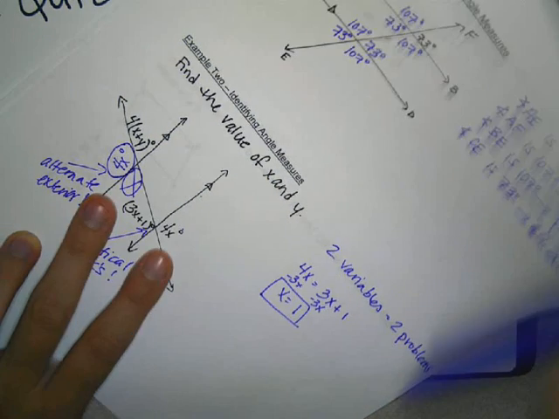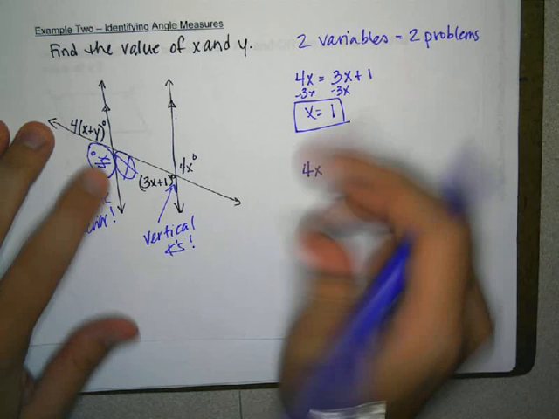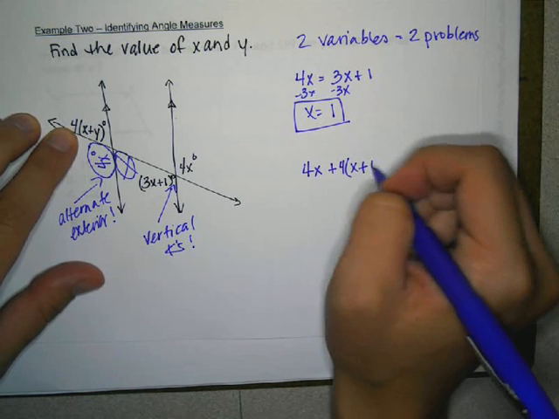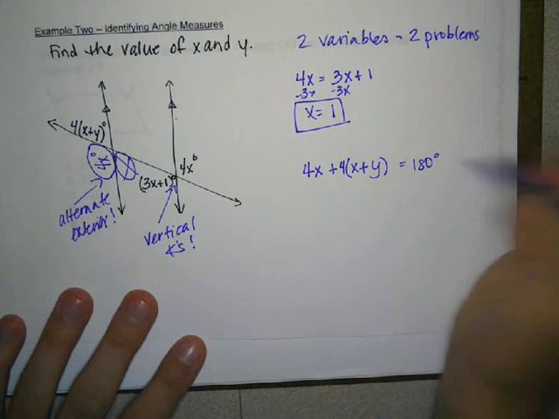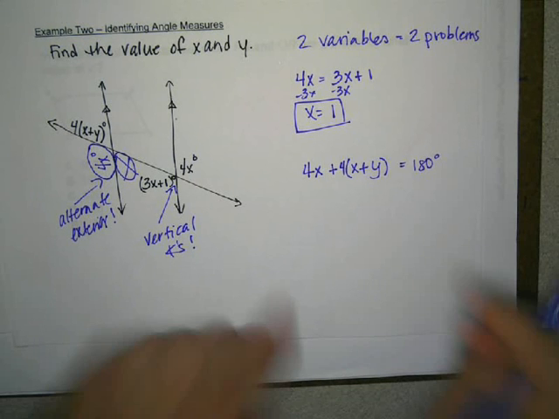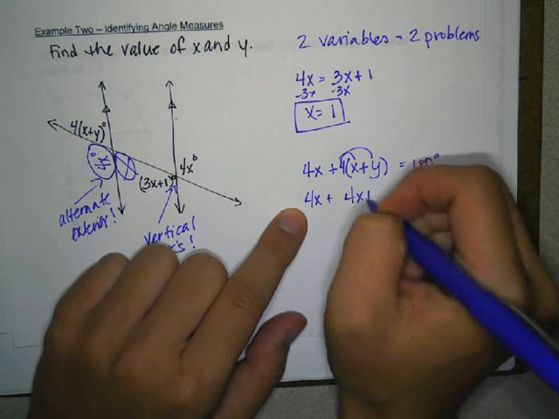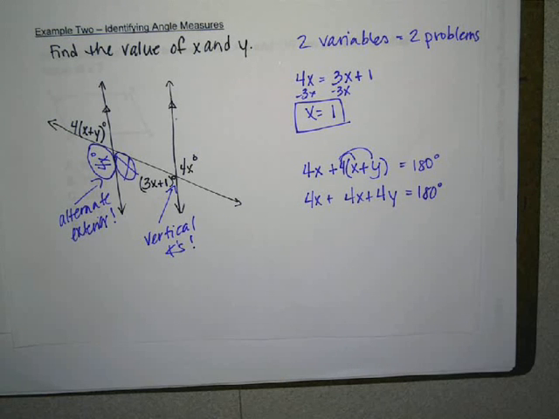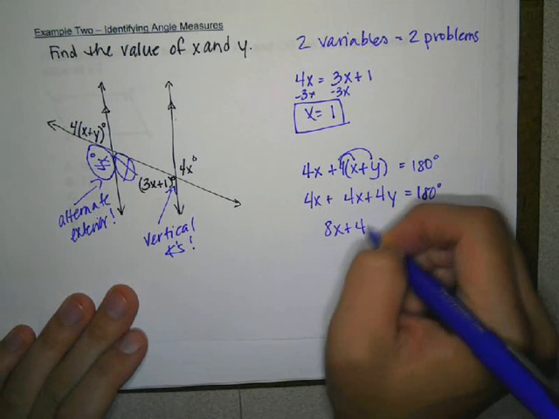So that's going to be my second setup here. 4x, that angle there, plus that other angle, which is 4 times x plus y. What does that have to equal again? I've said it a couple times. It has to equal 180. Okay, and now we're just in simplify mode. So I'm going to distribute that 4 through, and I get 4x plus 4y equals 180 degrees. I have some like terms there that I can add together, so I have 8x plus 4y equals 180.